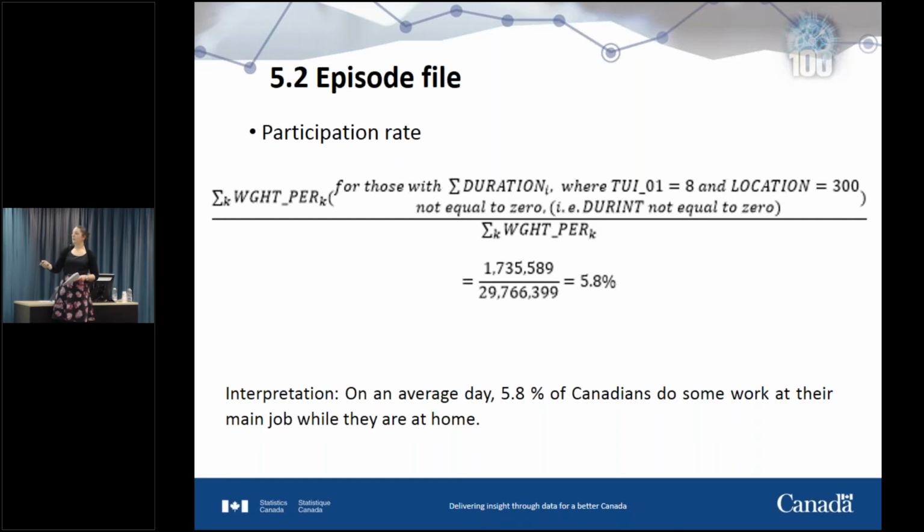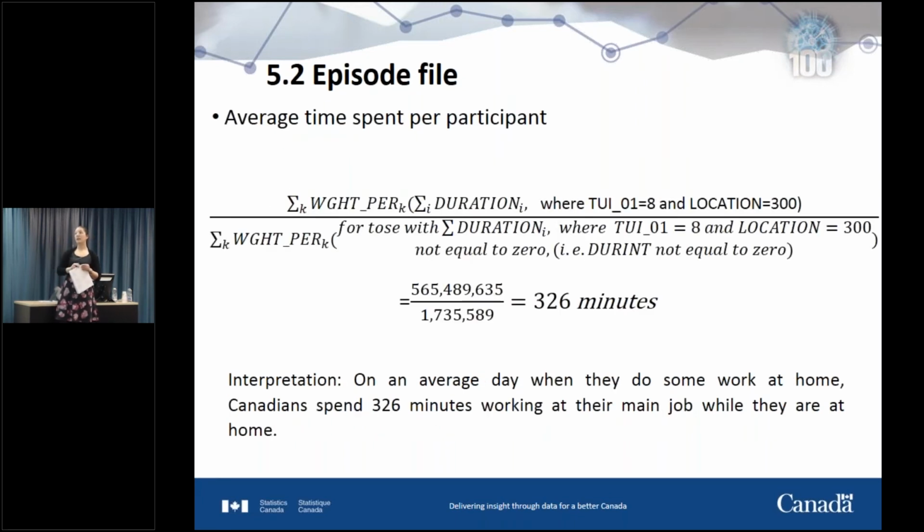As I said, we should have looked at the participation rate. We can derive participation rates from both the episode file and the main file. In the episode file, it is the estimated total number of persons doing the activity per day divided by the total number of persons in a given population. Doing this, we get that on an average day, 5.8% of Canadians do some work at their main job while they are at home.